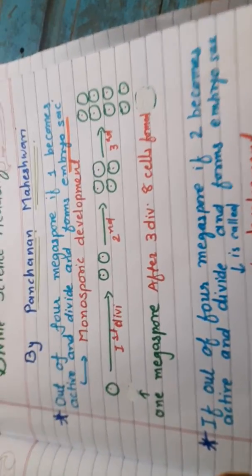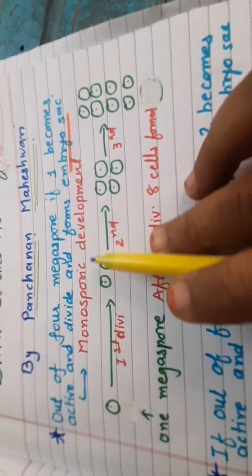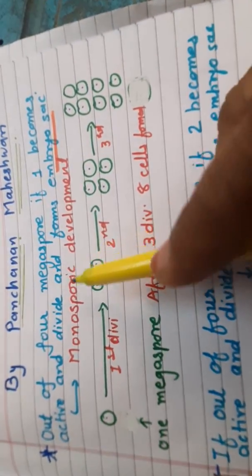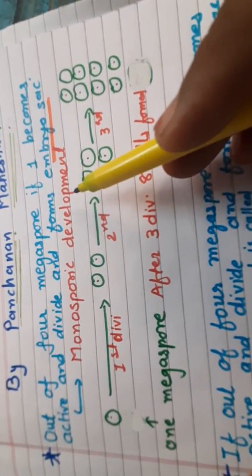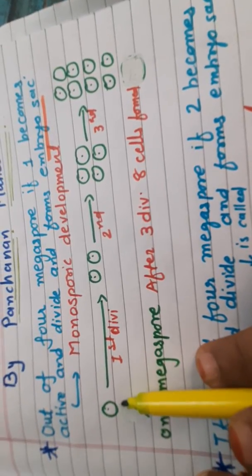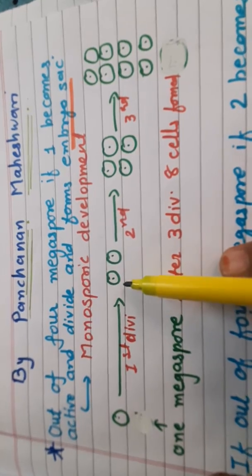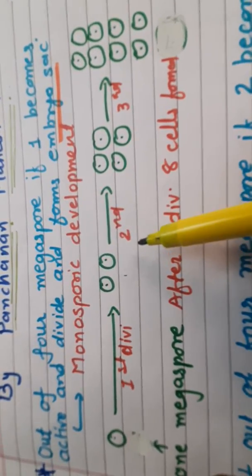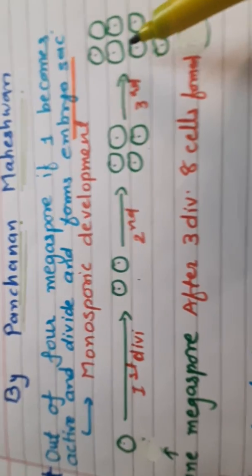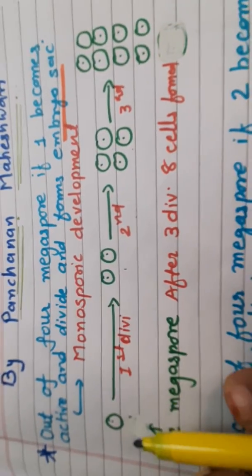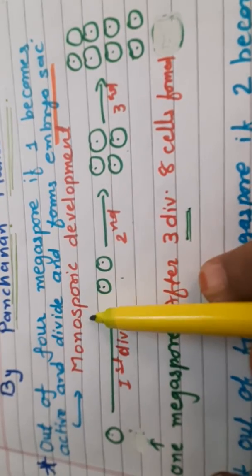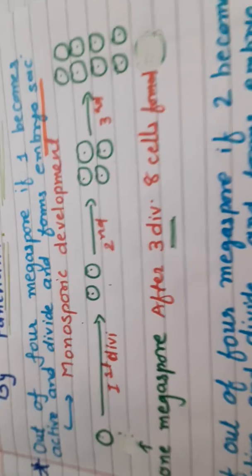So how are those 8 cells formed? According to Panchanan Maheshwari, if out of 4 megaspores, one becomes active and divides and forms the embryo sac, such a development is known as monosporic development. Why monosporic? Because you can see here, this is one megaspore, it divides and forms 8 cells. Due to the first division we have 2 cells, this is mitotic division, remember. Due to the second division 4, and due to the third division we have 8 cells. So from one megaspore, after 3 divisions, we have 8 cells. Such a development is known as monosporic development.